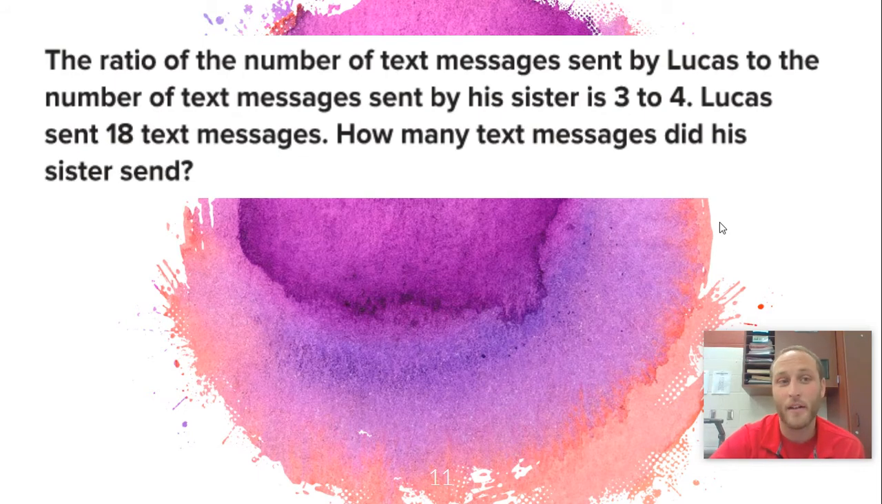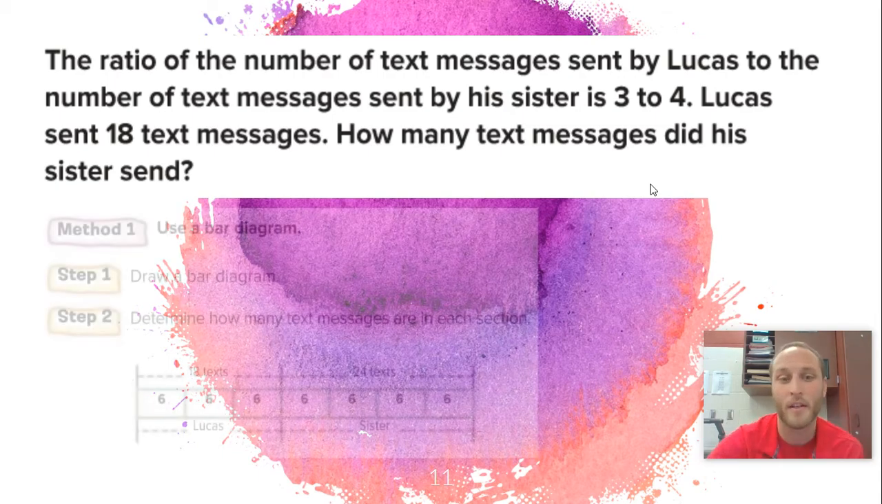Now let's have another one here. The ratio of number of text messages sent by Lucas to the number of text messages sent by his sister is 3 to 4. So that means for every 3 messages Lucas sends, his sister sends 4. Lucas sends 18 text messages now. How many text messages would his sister send? So we're going to compare those two ratios.